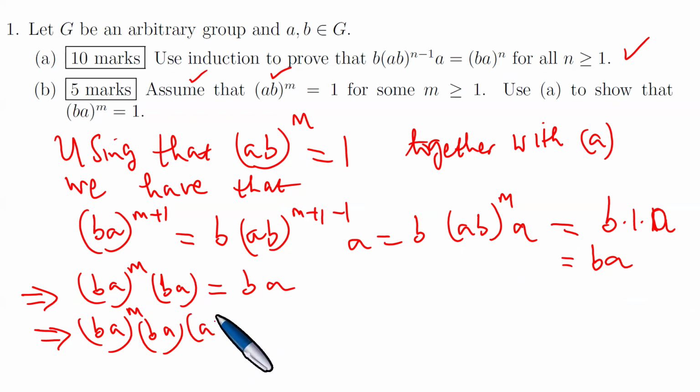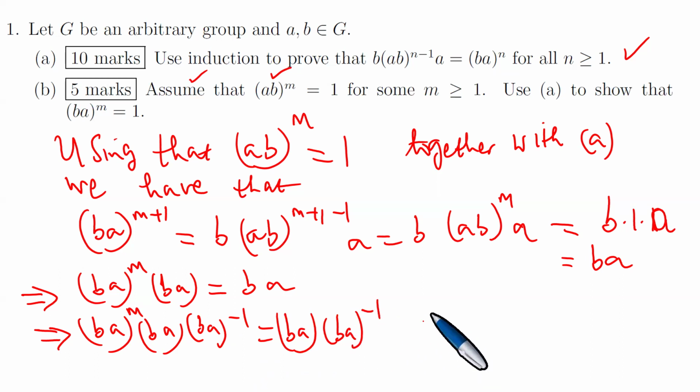BA, then you have BA inverse. If I put the BA on the right, it's going to be BA inverse. BA, then BA inverse. Right, so which means that you have BA, the n power. This one is the identity. And this one is also the identity, which is 1. So indeed, it is true that if AB to the mth power is 1, also BA to the mth power is 1.